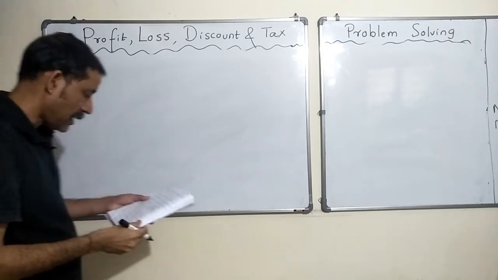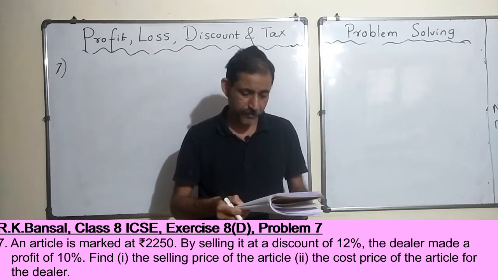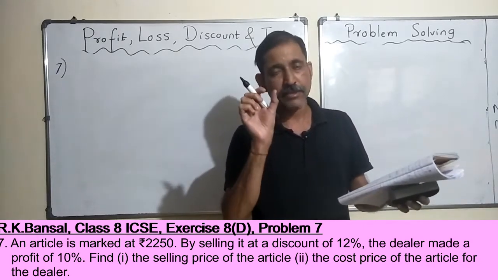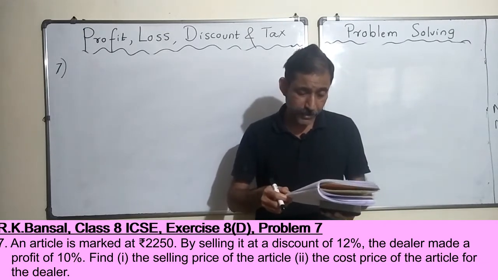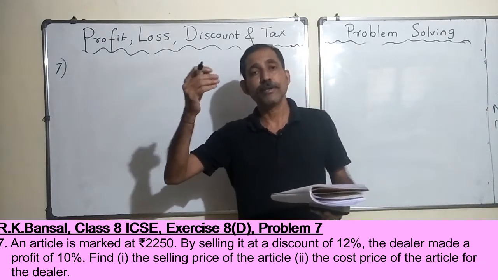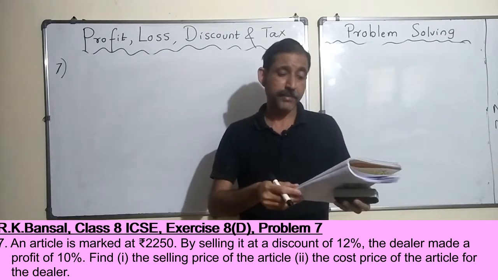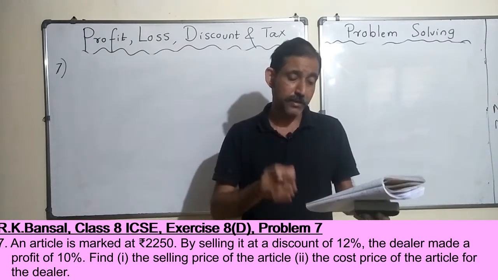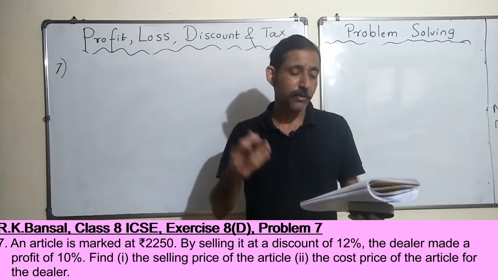An article is marked at rupees 2,250. So there is an article which is available for sale, and on it the price is written as 2,250. By selling it at a discount of 12%, the dealer made a profit of 10%. So basically what the dealer is doing is he is giving 12% discount, and even after giving a discount, he still made 10% profit. Find the selling price of the article and the cost price of the article for the dealer. So at what price did the dealer buy it. That would be the cost price.